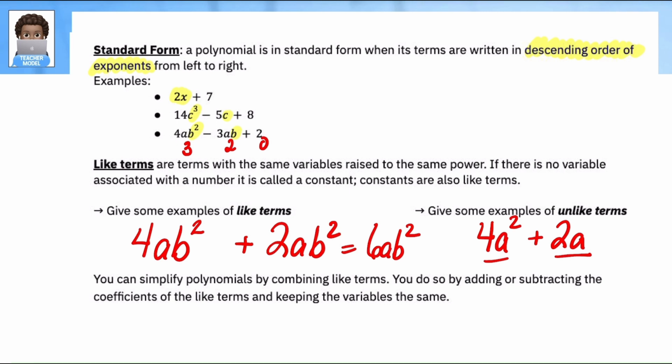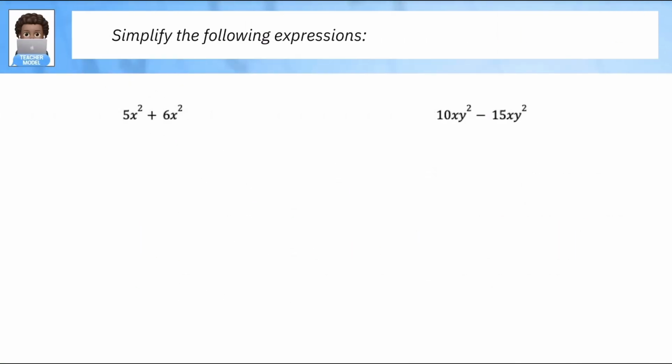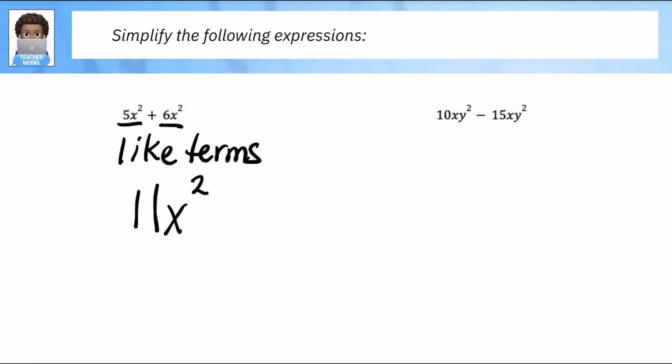Okay, so we're going to do some practice with these and watch how I demonstrate my criteria for success in my work. Okay, with this first example, I'm looking at my two terms and noticing they are like terms. They both have x to the second power, so they are like terms. So I can add them together, and I'm only adding the coefficients, 11x squared. So only the coefficients get added.